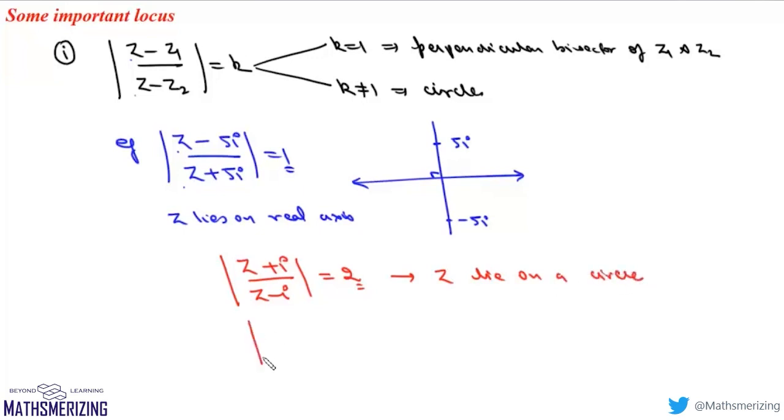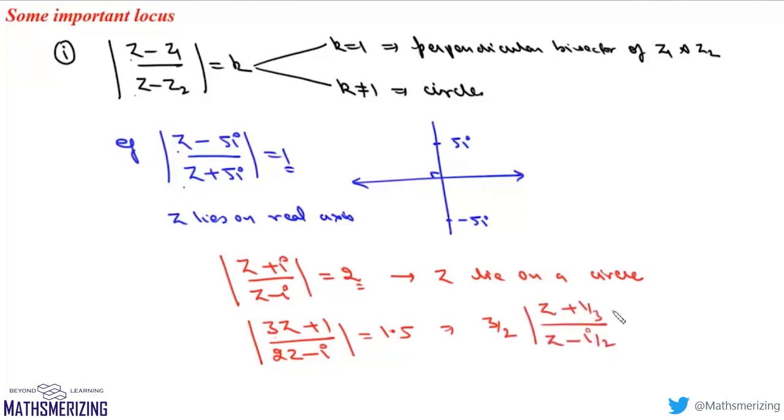Now there could be cases where we have this mod of 3z plus 1 upon 2z minus iota equals 1.5. Now here coefficient of z is not 1. So what we'll do is we'll take 3 and 2 common from numerator and denominator. So we can write 3 by 2 and then now we'll have mod of z plus 1 by 3 upon z minus iota by 2 and it will be equal to 1.5. So this 1.5 and 1.5 will cancel.